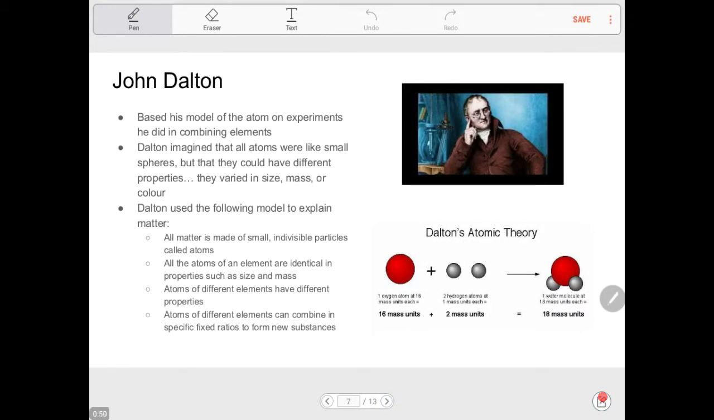Now, what John Dalton did is he did a bunch of experiments in regards to combining different elements. So let's be clear. When you take out your periodic table and take a look at this table, those are all different elements, okay? You can see sodium, you can see gold, silver, neon. Now, here's what we know, okay? Dalton imagined that all atoms were like small spheres, but that they could have different properties. They varied in size, mass, or color.